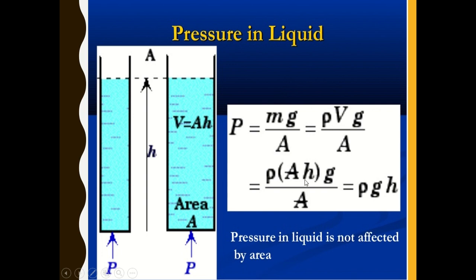These two A's will be cancelled out. So what will remain? Rho gh, or h rho g. These two are the same, whatever you like. So pressure in liquid is not affected by area. Look, in this formula, there is no value of area. That means pressure of liquid depends only on the height. It doesn't depend on the amount of area.